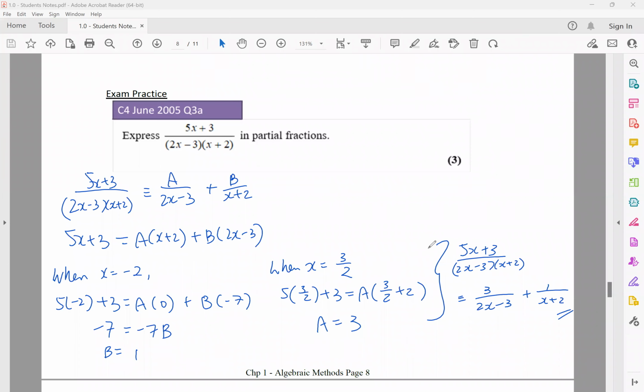So here are the answers. One thing to note is, again, it depends on which denominator you go first in your partial fraction. Your a and b values might be swapped, but for your final answer, if you have x plus 2 in the beginning, you have 1 over x plus 2 plus 3 over 2x minus 3. And I believe that's the end of chapter 1.3.